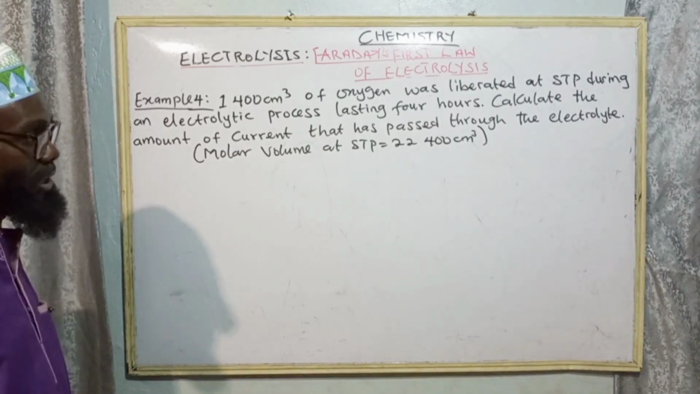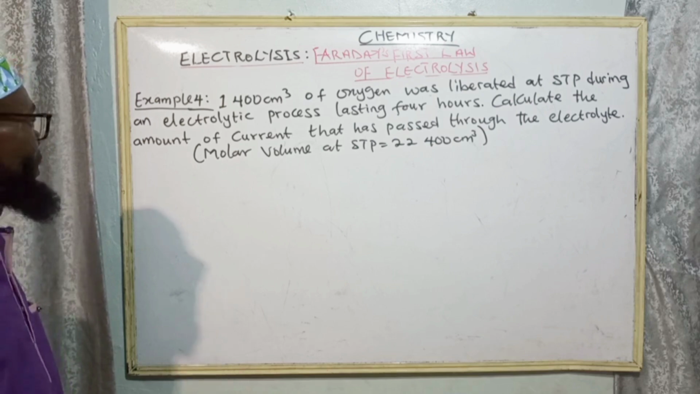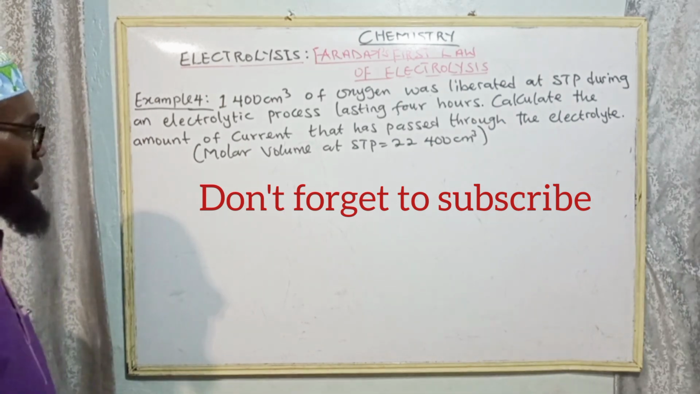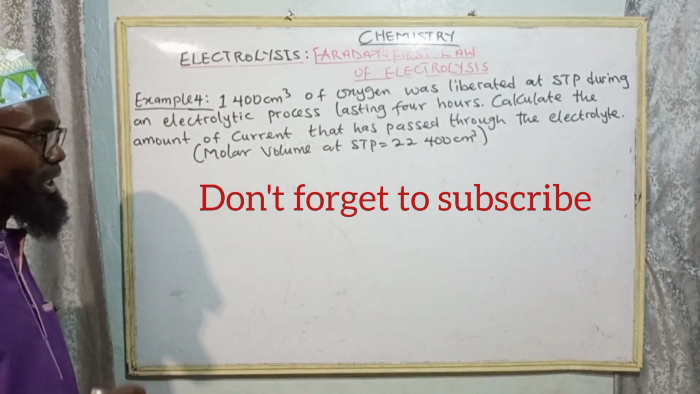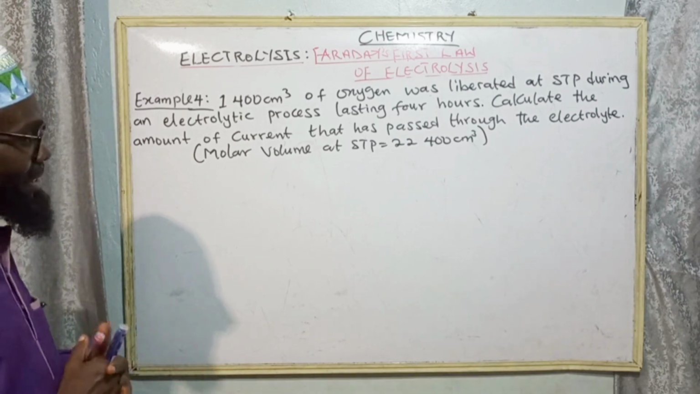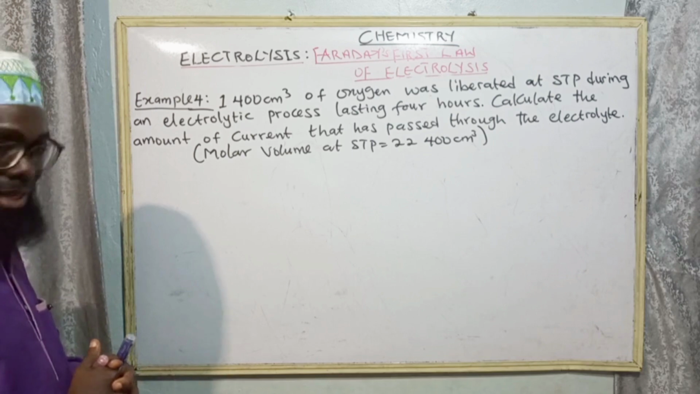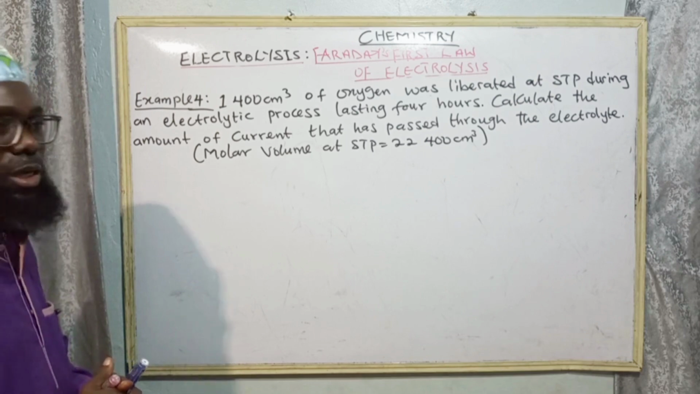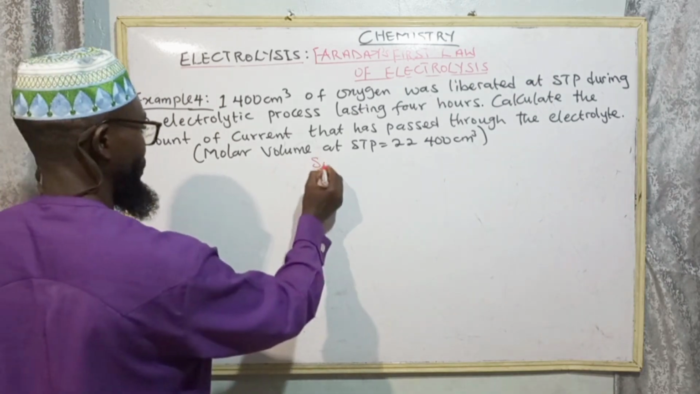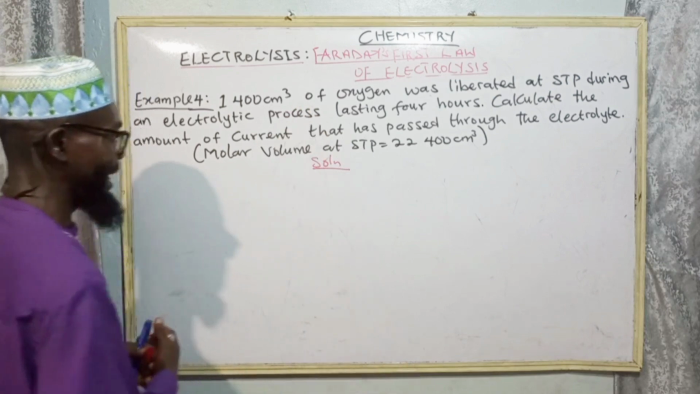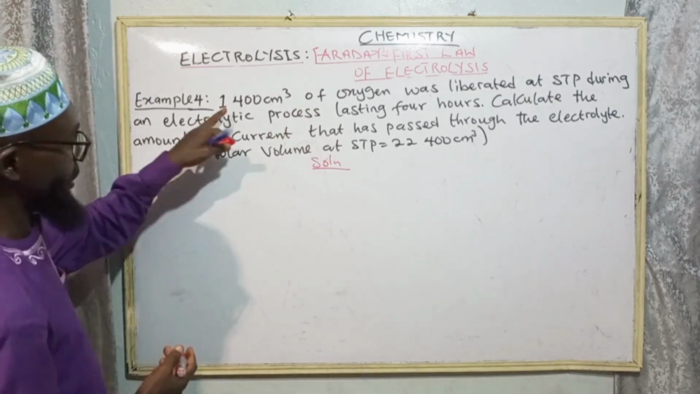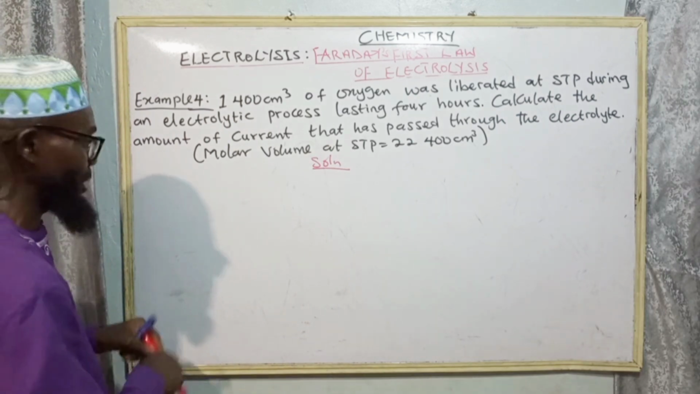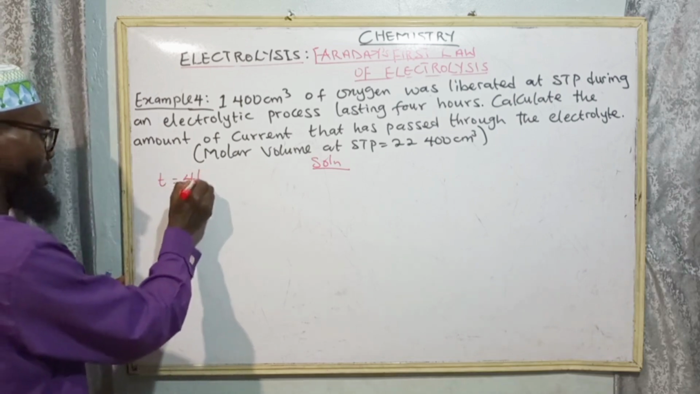Example 4. 1,400 centimeter cube of oxygen was liberated at STP during an electrolytic process lasting 4 hours. Calculate the amount of current that has passed through the electrolyte. Now this is in terms of gas, the molar gas volume relationship of that electricity to the gas volume. Now we're talking about oxygen, a gas. Our time T equals 4 hours.